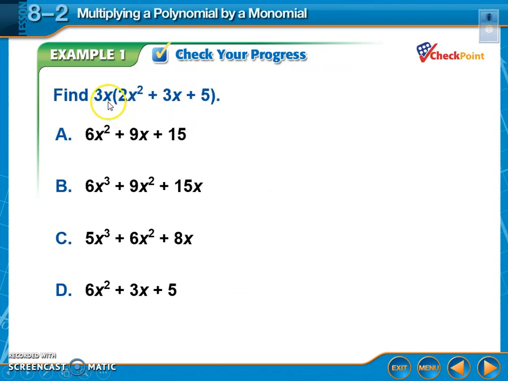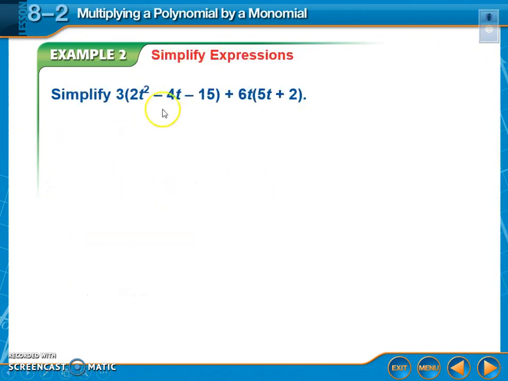So right here, just multiplying the 3x times these. 3 times 2 is 6. X times x squared would be x to the third. Looking, it looks like B is going to be our only answer, all right?